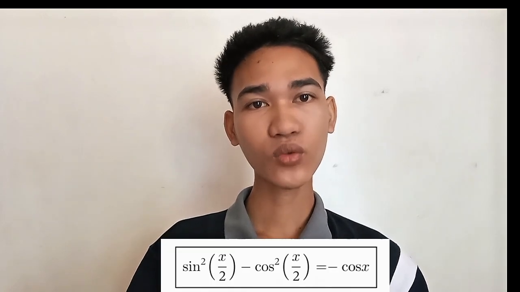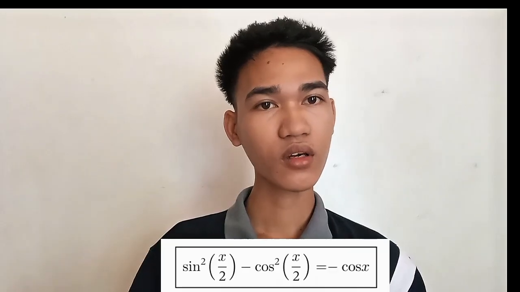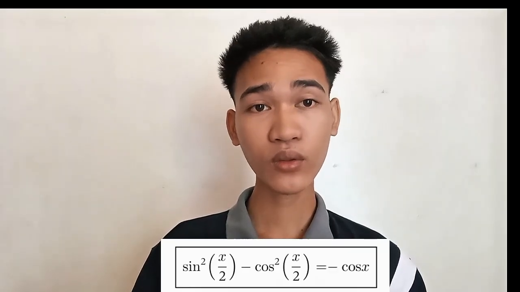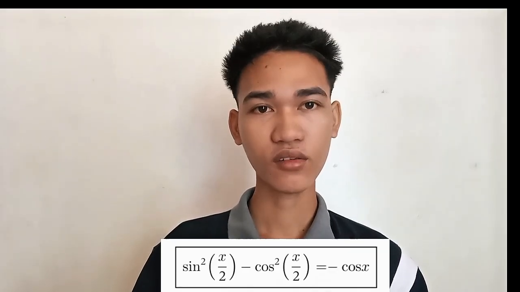That is our final answer. Sine squared x over 2 minus cosine squared x over 2 is equal to negative cosine x. That is why the identity is true for all values of x where the expressions are defined.